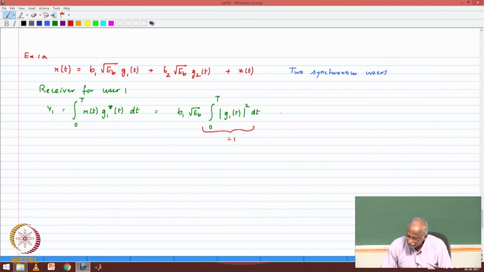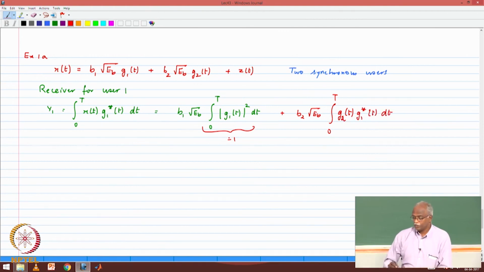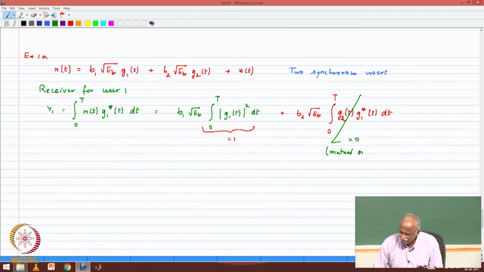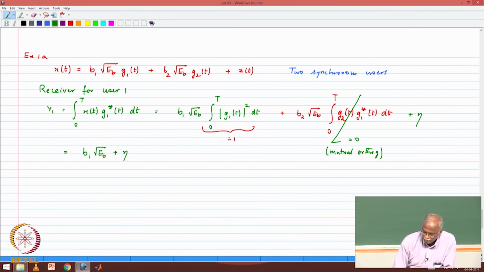The second one is b2 root Eb integral 0 to T g1(t) g2(t) g1*(t) dt. Mutual orthogonality says this term will go to 0 due to mutual orthogonality. And of course the noise is a filtered form of the noise, let me call that eta. So that is my decision statistic. This is nothing but b1 times root Eb plus eta.